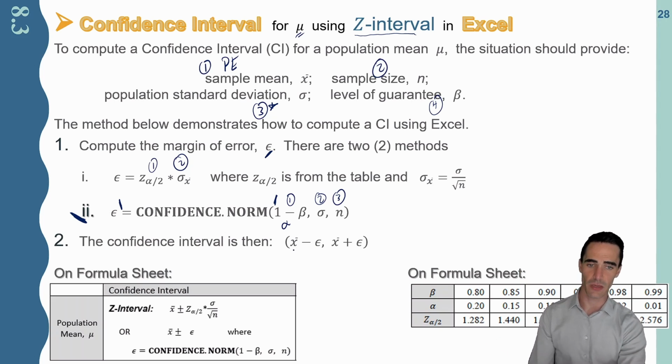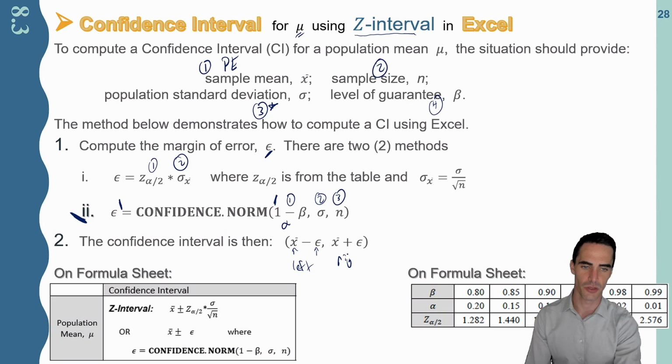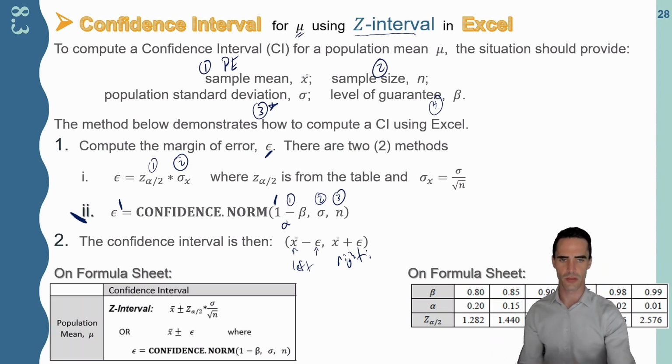And so with that sample mean that we started with, minus your margin of error, well, there's your left endpoint. And with your point estimate plus your margin of error, there's your right endpoint. And you can build these intervals, no problem.